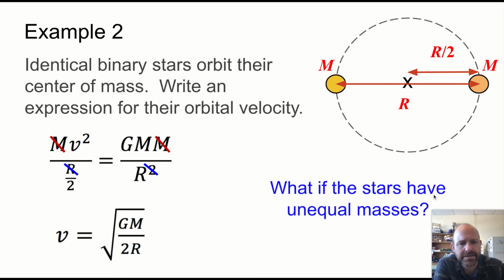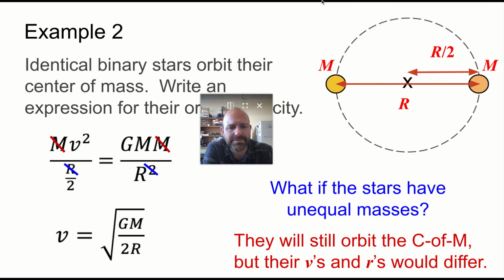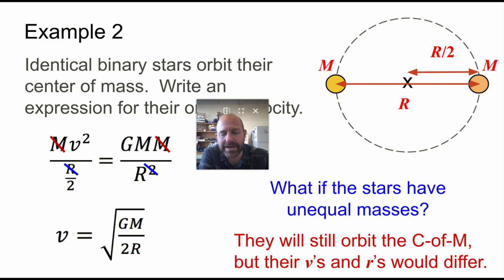In this case, if they have unequal masses, then it turns out they'll still orbit the center of mass, but they would not be orbiting at the same radius. So that's a slightly more complicated answer.